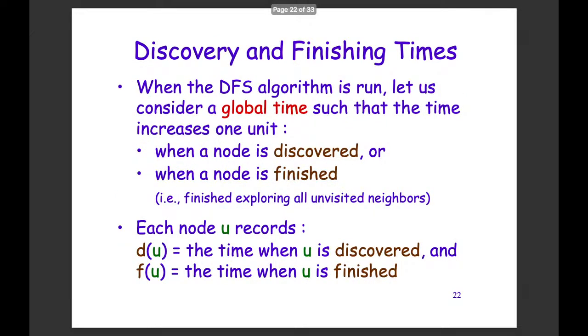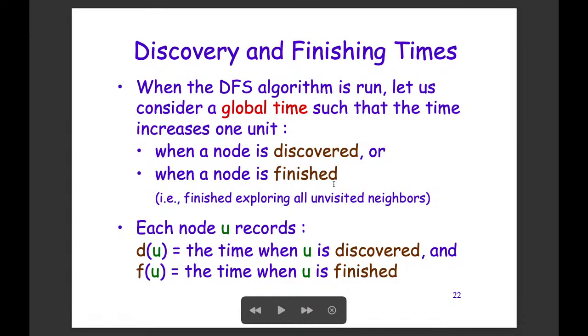Okay, but before we talk about the proof, let us also talk about something related to the DFS algorithm. When we are running the DFS algorithm, we can record the relative time at which we discover a node and finish a node. These are called the discovery time and the finishing time. We will see that for any node, the discovery time must be earlier than its finishing time.